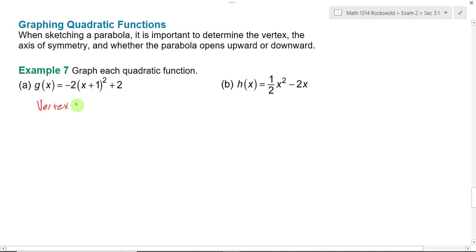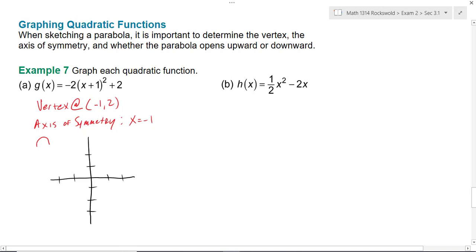Where's the vertex here? What's my axis of symmetry? Do I just write -1? And will this parabola open up or down? Now I'm going to draw my grid. Whenever you're sketching a quadratic, you start by plotting the vertex. The vertex we said is at -1, 2.